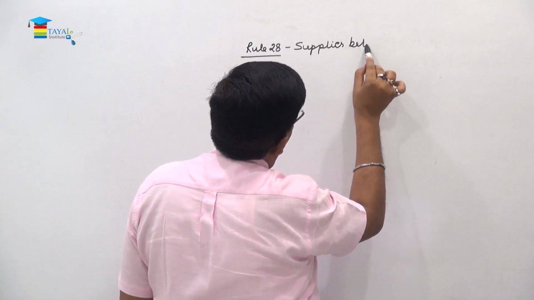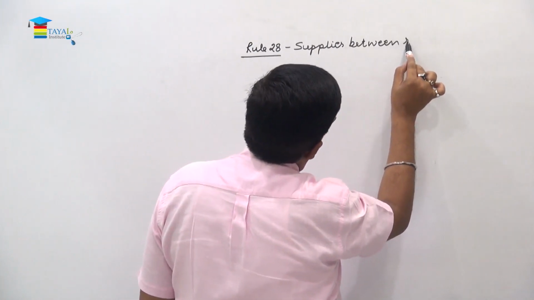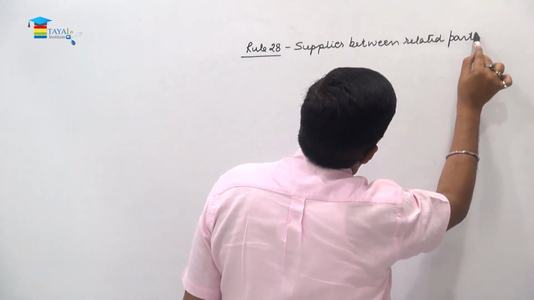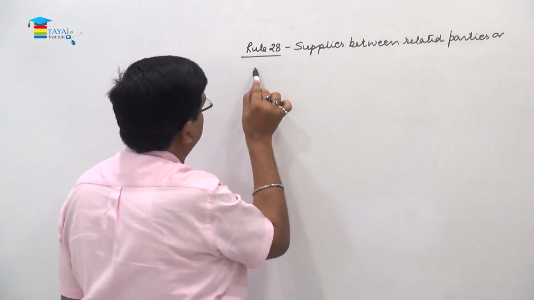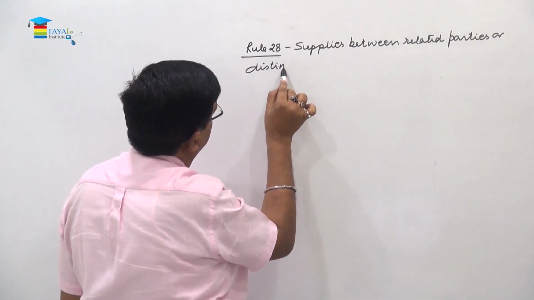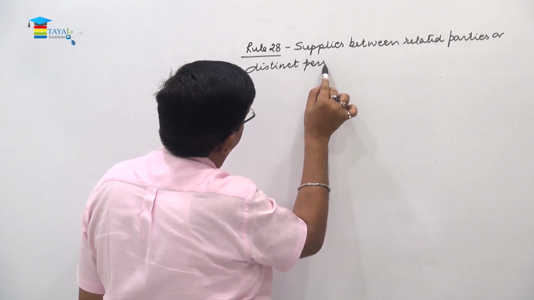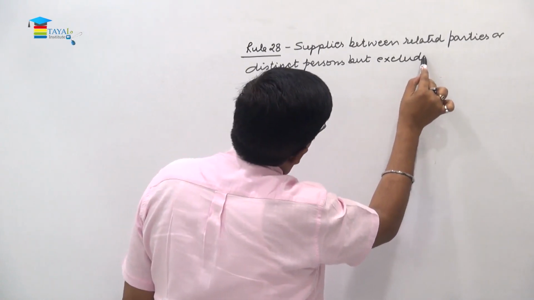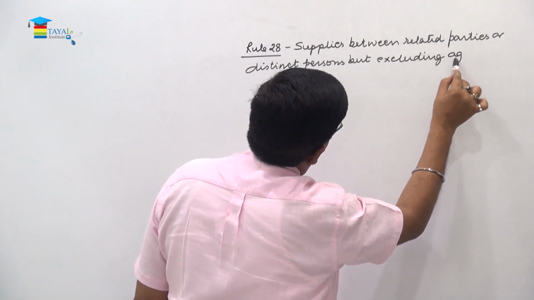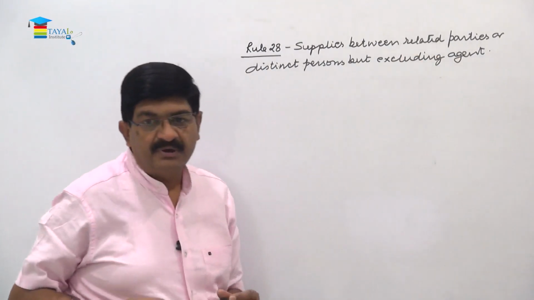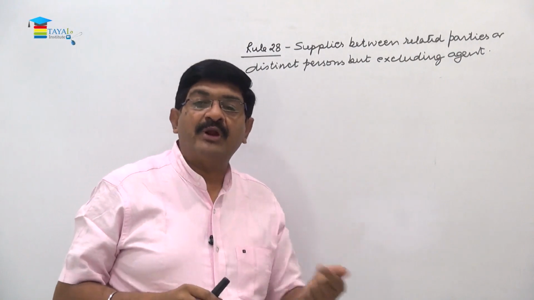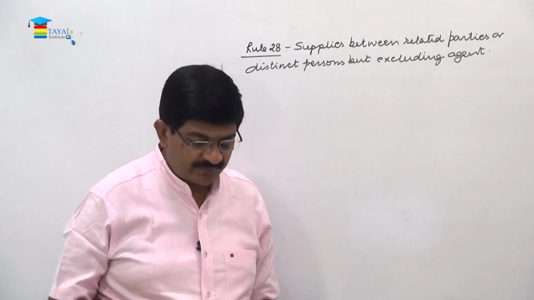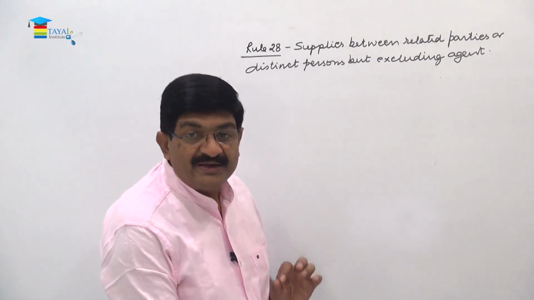Supplies between related parties or distinct persons, but excluding agent. Because for agent we have the next rule, rule number 29. So this is talking about supplies between related persons and distinct persons who are related.